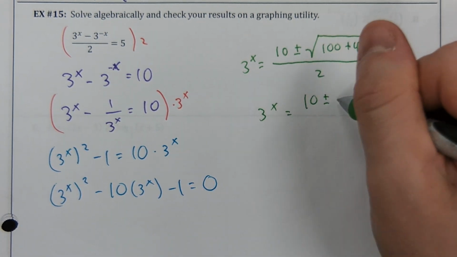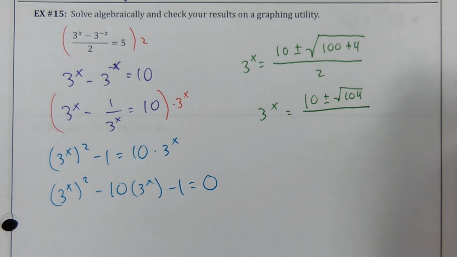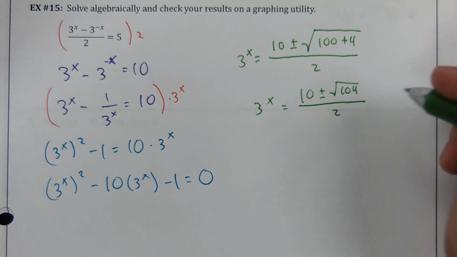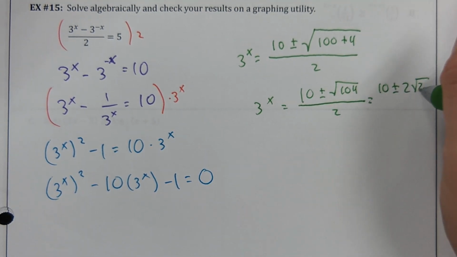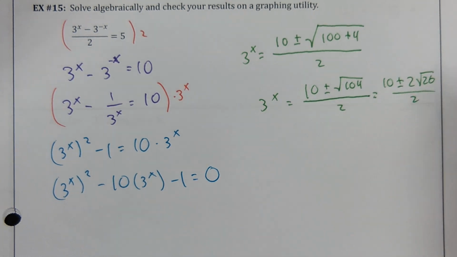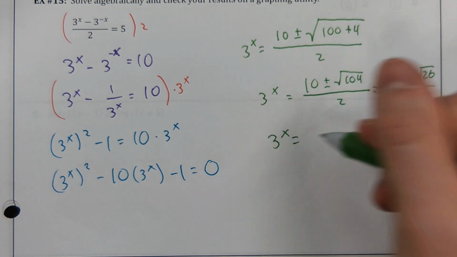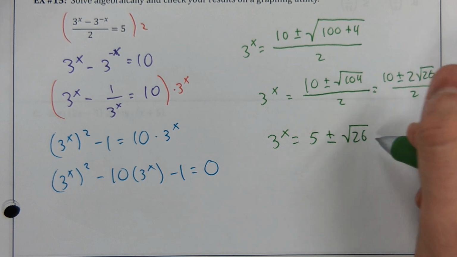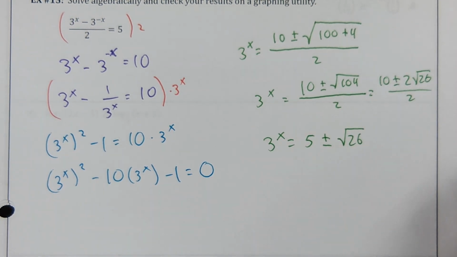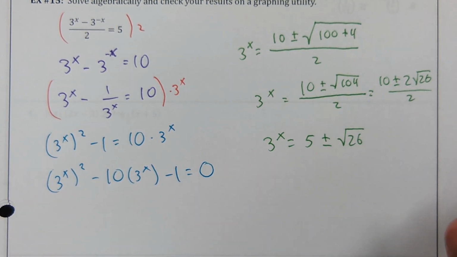Well, clearly 104 is not a perfect square, but what perfect square goes into it? 4 does. It goes in 26 times. So if you divide both of these by 2, what you get is 3 to the x equals 5 plus or minus the square root of 26. But the square root of 26 is bigger than 5, which means we can't use 5 minus root 26.